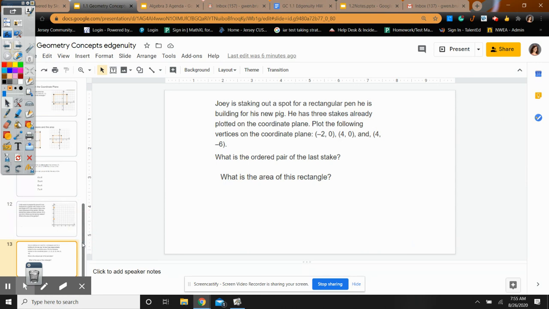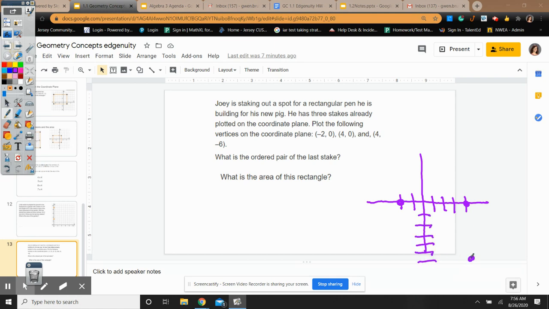Okay, last one. Joey is staking out a spot for a rectangular pen. He is building for a new pig. He has 3 stakes already plotted. Plot the following and then figure out the last one. Okay, so the first one is at -2, up 0. The second one is 4, up 0. Then over 4, down 6.